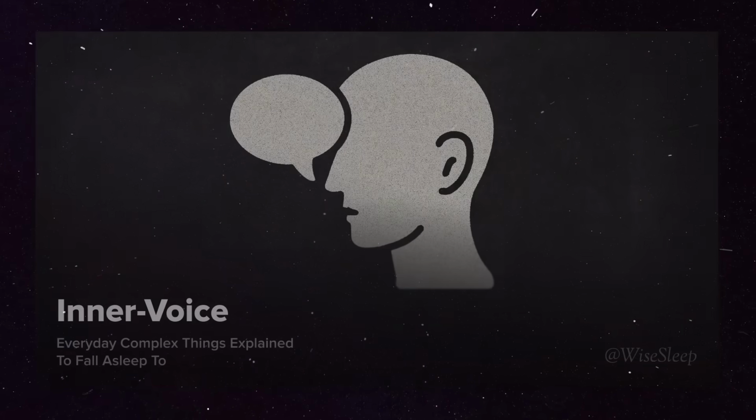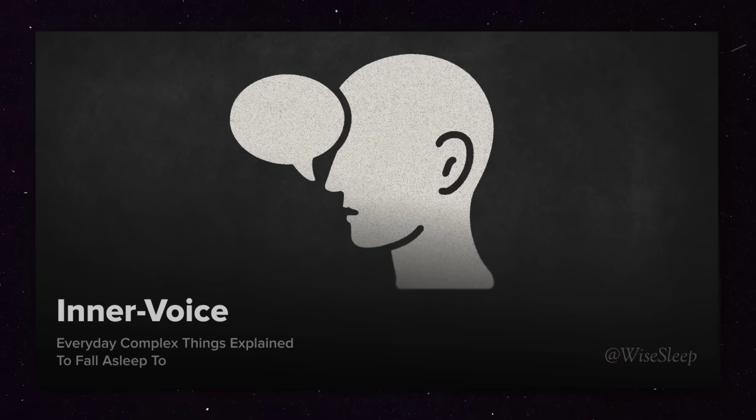Inner voice. You think about what to say before you say it, or replay a moment in your mind using words. That's your inner voice at work. The inner voice, also called internal monologue, is the verbal thinking you do inside your head. It's the mental narration that helps you reflect, plan, and make decisions. Most people experience it as silent speech, like talking to yourself, but without moving your mouth.